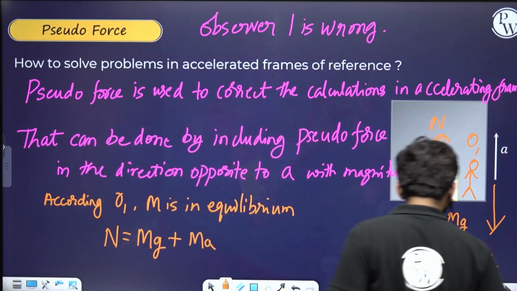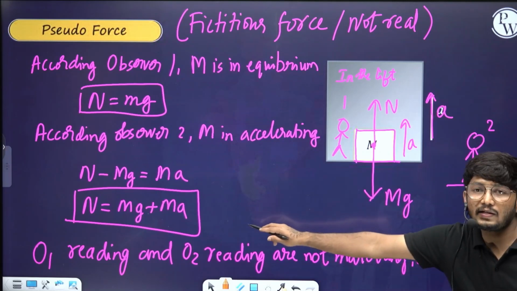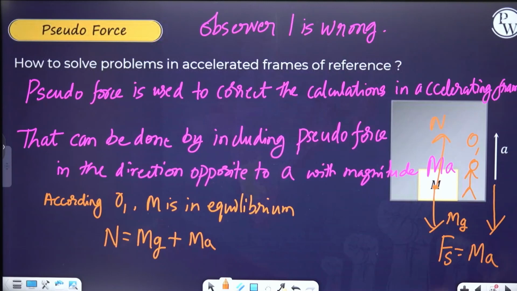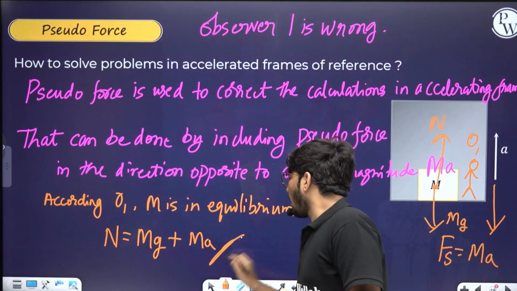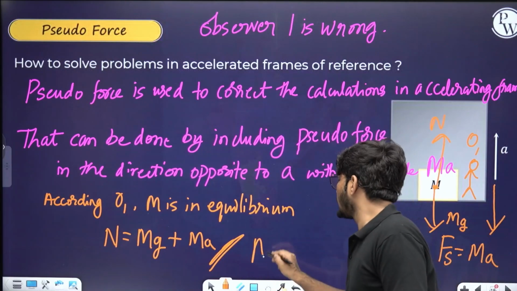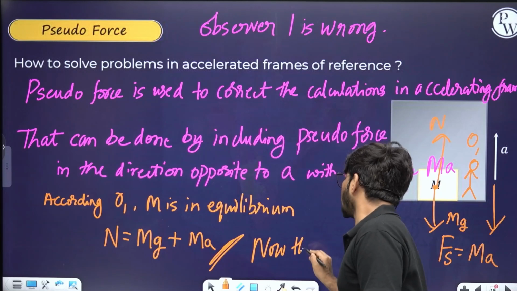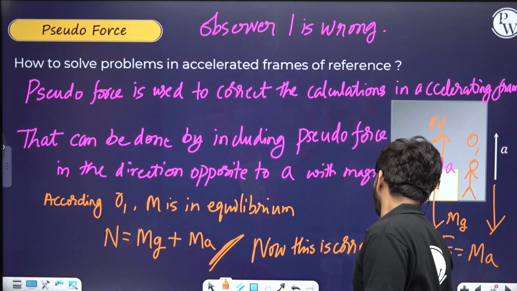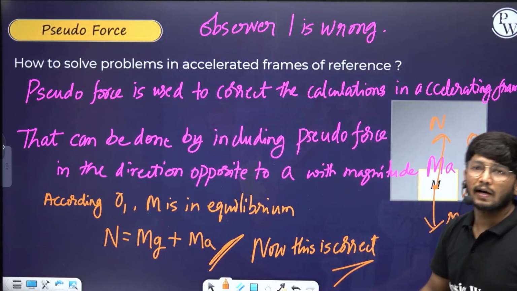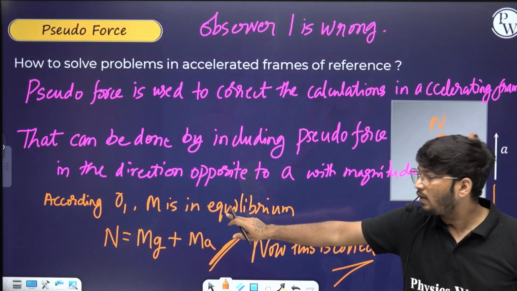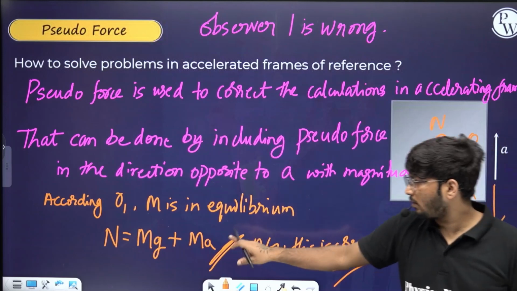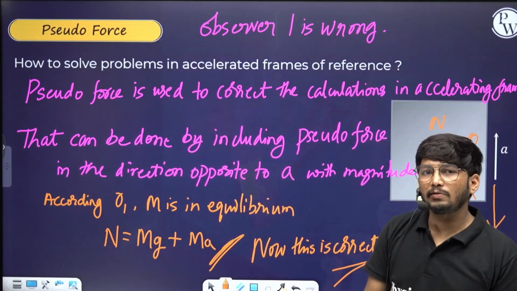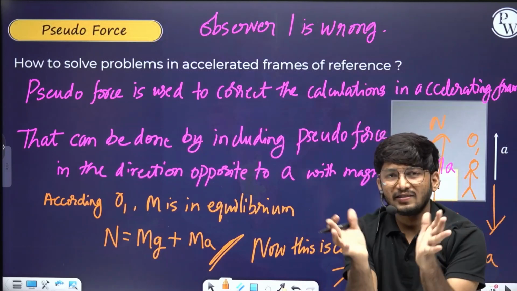Now go back and see. This is in accordance with observer 2. So observer 2 and observer 1 readings are matching. Now this is correct. According to O1, N is equal to Mg plus Ma. According to observer 2, N is equal to Mg plus Ma, right? See, this is a general observation.